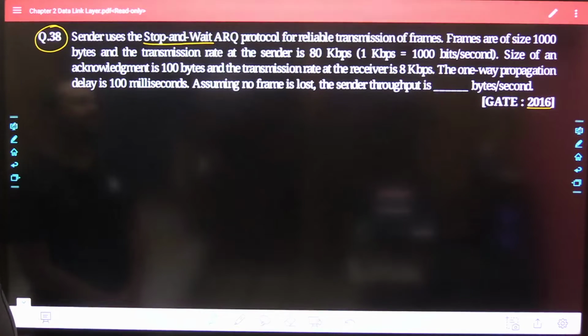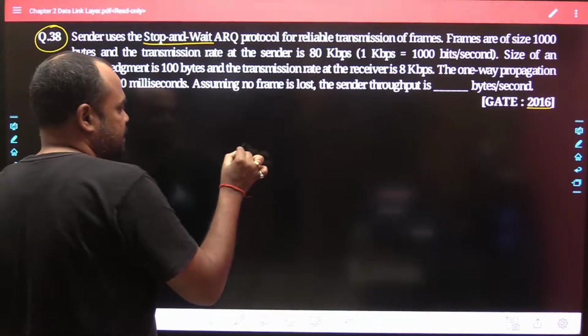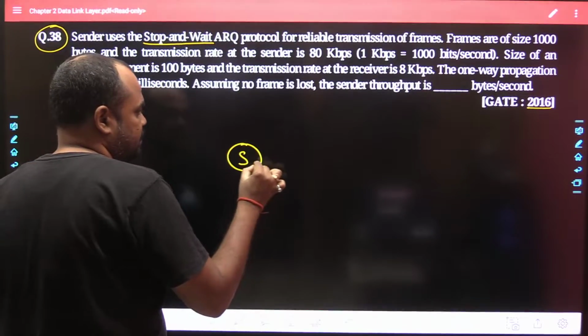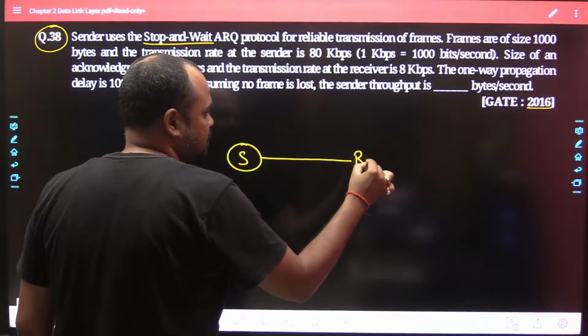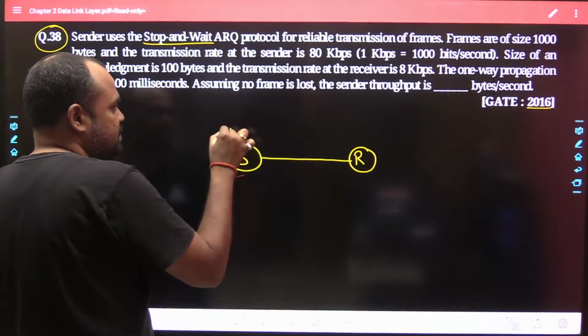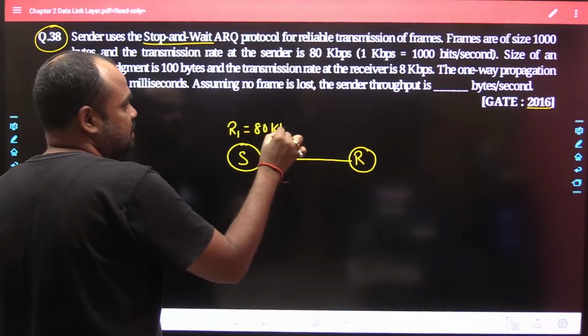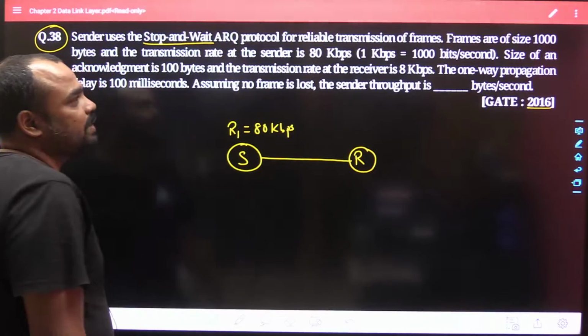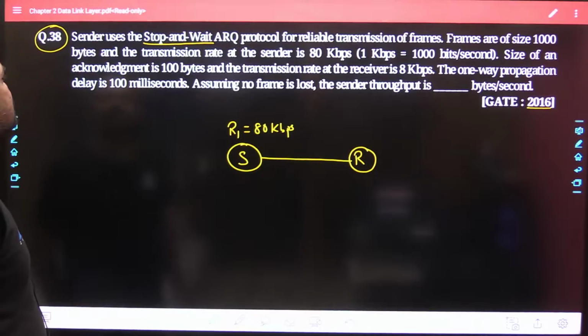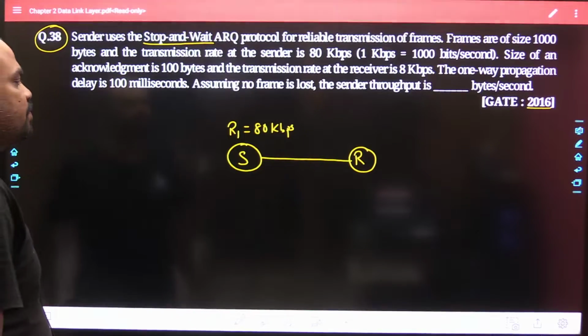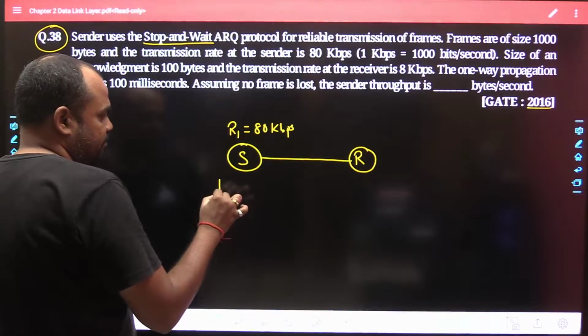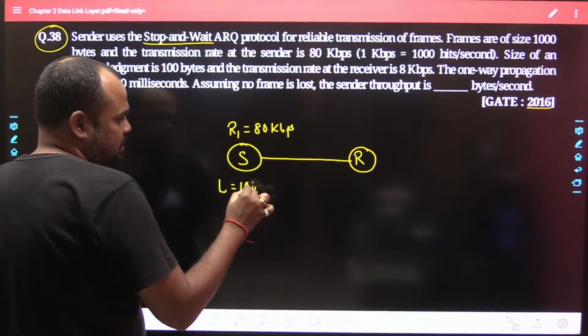And the transmission rate at the sender is 80 kbps. See, this is the sender and this is the receiver, and the transmission rate at the sender side is given as 80 kbps. And the size of acknowledgement frame. So here the value of L is given as 1000 bytes.